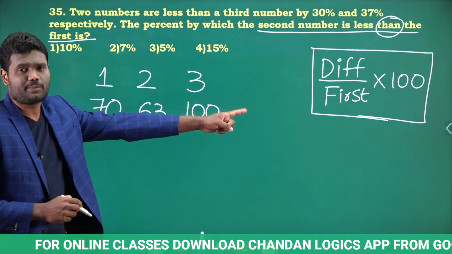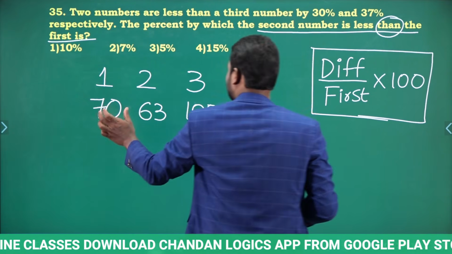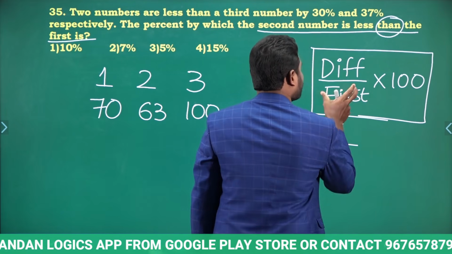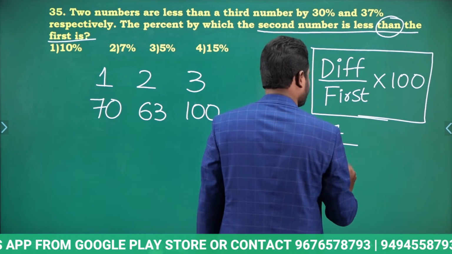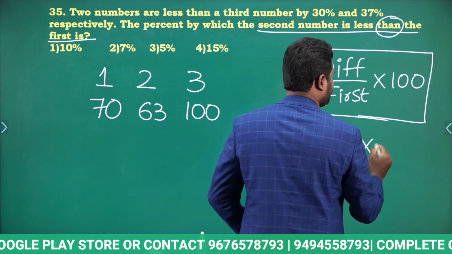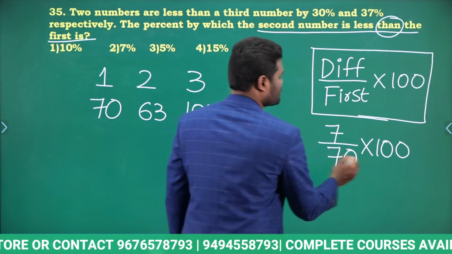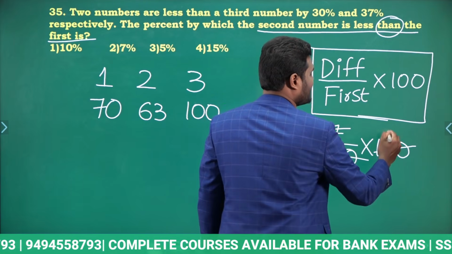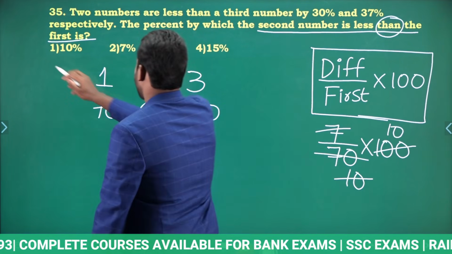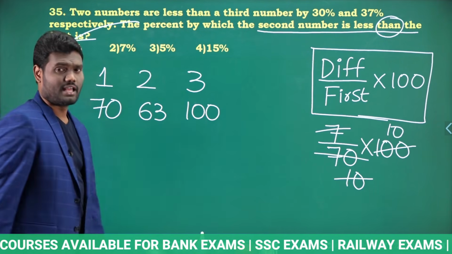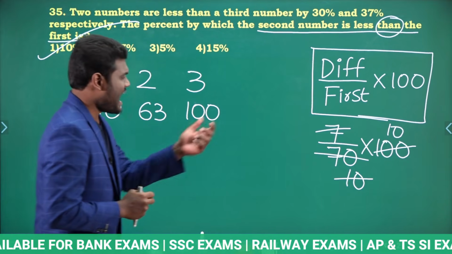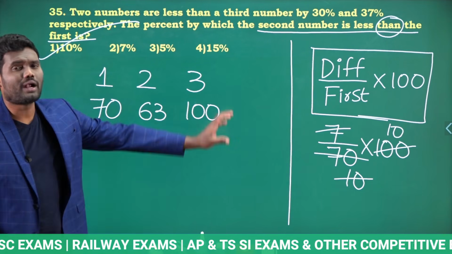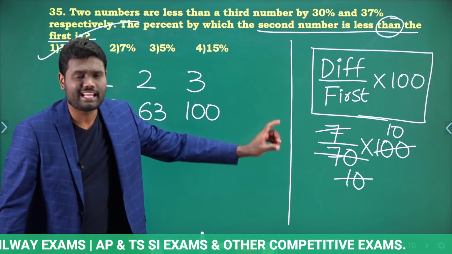Now I can calculate. The difference between 70 and 63 is 7, divided by the first number. The first number is how much? 70. So 7 by 70 into 100. Now 70 cancels in 7 10 times and 100 cancels in 10 times. So we can say that the answer is nothing but 10%. If you have observed, you can calculate using the formula: difference by whatever comes after "than", into 100.